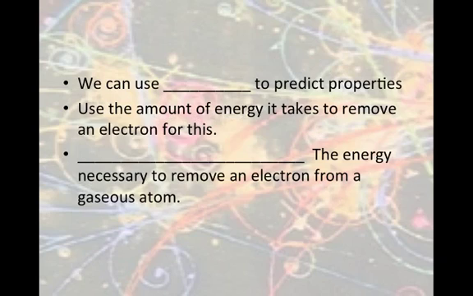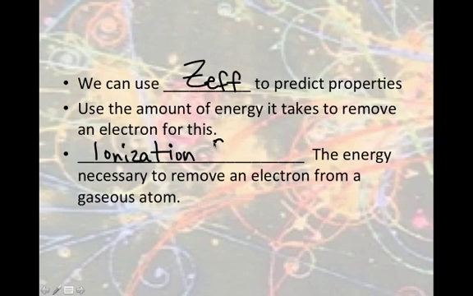So we can use Coulomb's law to predict properties of elements. We use the effective nuclear charge to predict how it's going to react with other things. And the amount of energy it takes to remove the electron is called ionization energy. Ionization energy is governed by Coulomb's law.